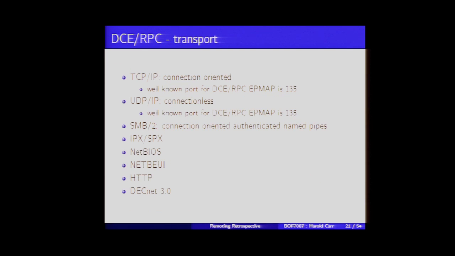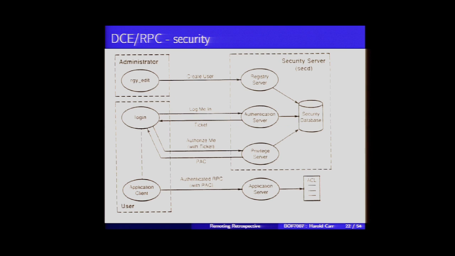Okay, and they have a million transports, DCE, so that's good. You can send it on TCP, UDP, and a bunch of others. I'm going to run through these. Now, here's the thing that I said DCE got the best: it was security. It's still a high point in distributed computing.